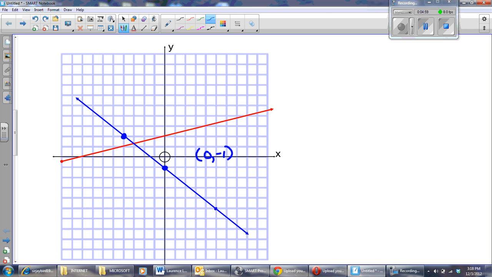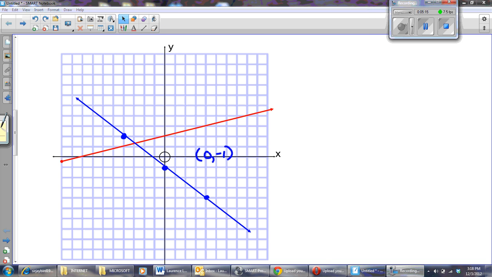Okay, or possibly that point there. Let me double check. 1, 2, 3. 1, 2, 3, 4. 1, 2, 3. 1, 2, 3, 4. Oh, something is wrong. I better fix my line. Okay, there we go. I must have been a little sloppy when I was putting the point on.